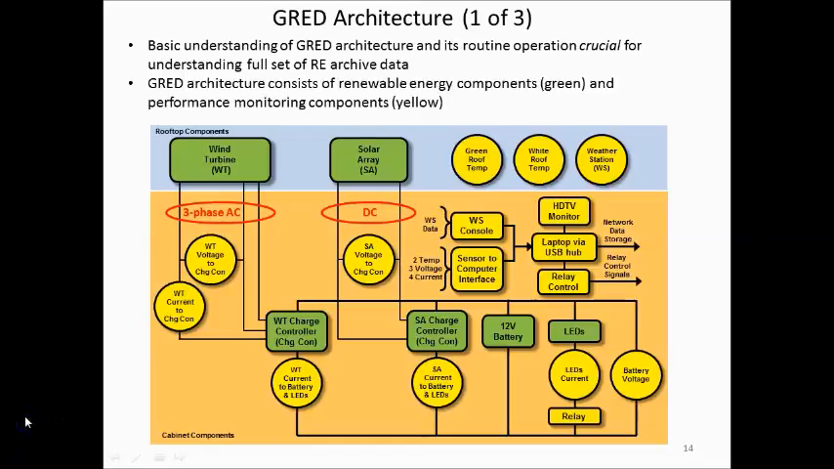This slide shows the complete GRED architecture. The green boxes are the basic renewable energy components, and the yellow boxes are the components that are required for the data acquisition. Notice in particular the locations and the names of the 7 sensors that are used to characterize the performance of the wind turbine and the solar array. I'm going to briefly show the 2 slides that follow this one and then return to this slide.